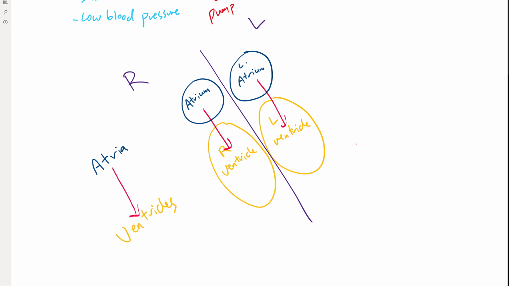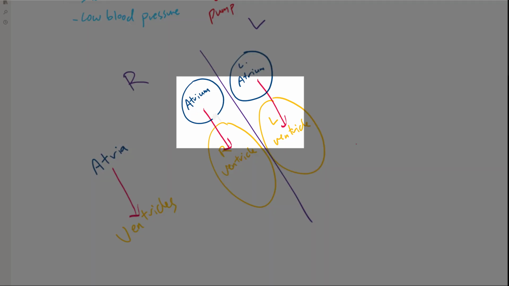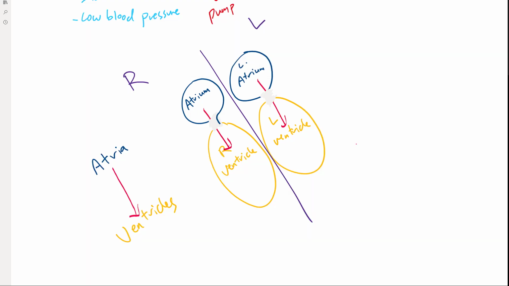Now, the atria and the ventricles are connected through valves. So I will draw the valves. I will open this space. So here we have this valve, okay, and here we have this valve. The valve on the right side, this one, we will call the tricuspid valve, whereas this one, we will call the bicuspid valve. Sometimes we'll call it the mitral valve.